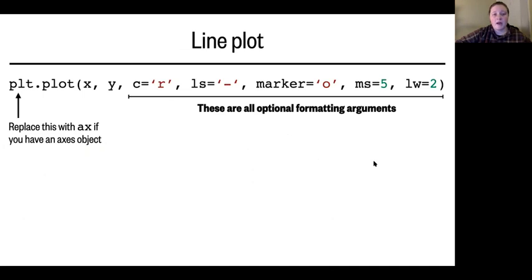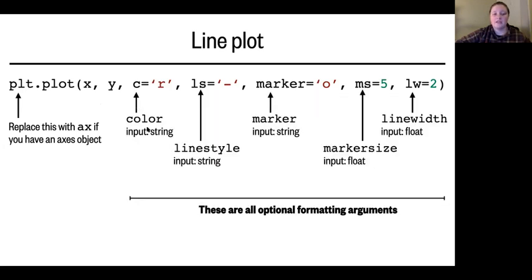So the first kind of plot we learned about was a basic line plot, and you have plt.plot. Remember, you can replace this plt with ax if you have an axes object, but the function is plot, and we have to give it an x and a y for our data. And then all of these are optional formatting arguments. So we have color, and the input for that is a string. Line style, again, the input is a string. Marker, and that's the marker shape, and that's just a string as well. And then we also have marker size and line width, both of which can be floats, and those are the sizes of things.